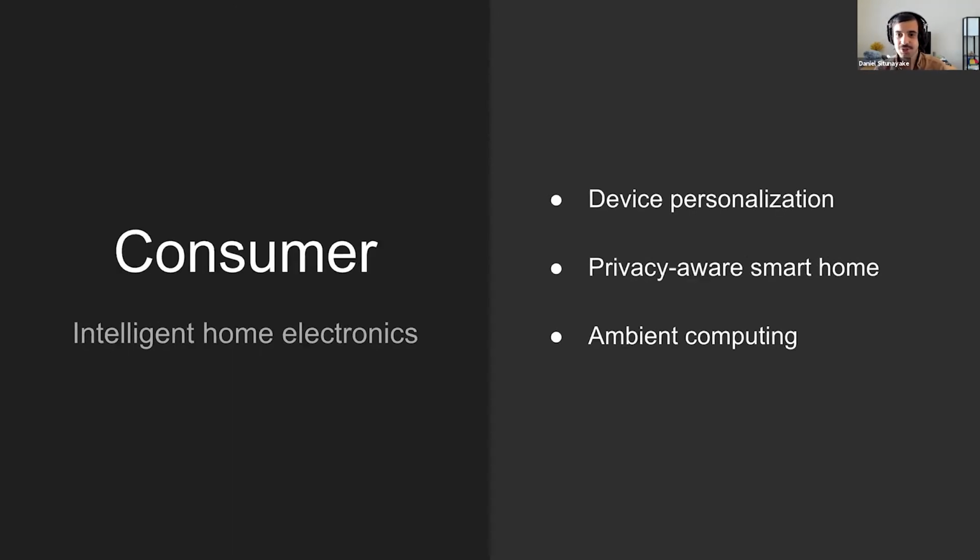Consumer electronics also super important. So everything from device personalization. So imagine if your toaster can recognize that it's you standing in front of it and not your partner, and it automatically does the correct level of brown for your toast.